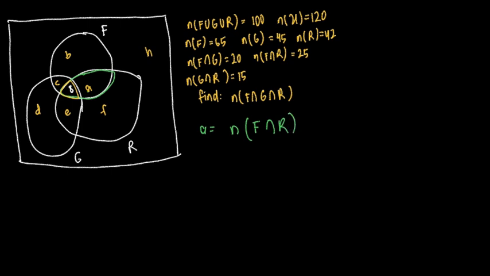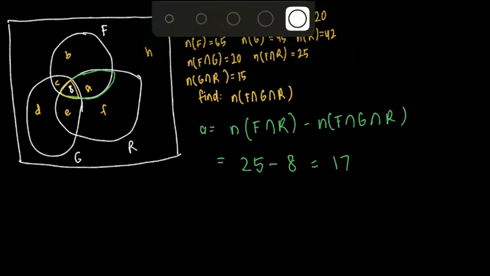F intersection R, and the intersection of all 3, and we can substitute. Minus 25, and 8. And we get A is 17. Yeah, let's fill that in the drawing as well.